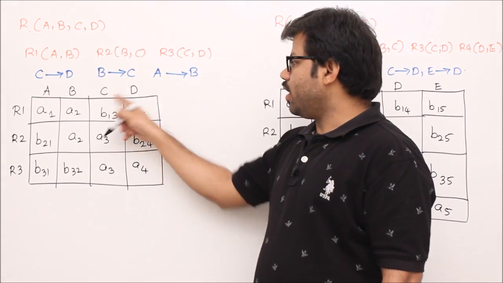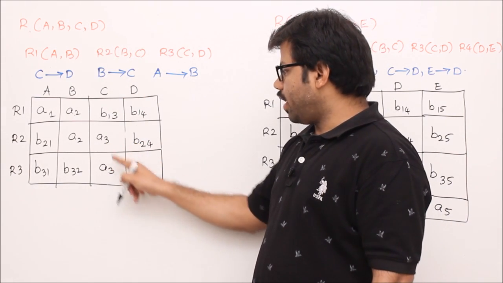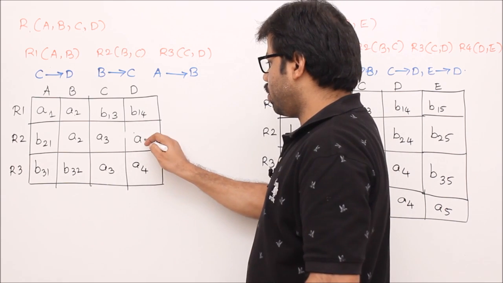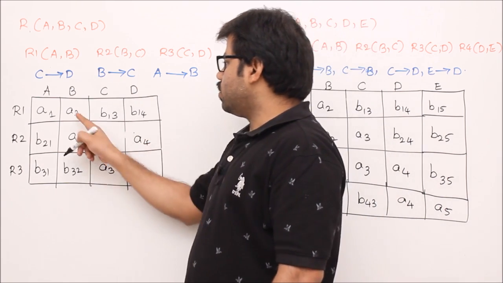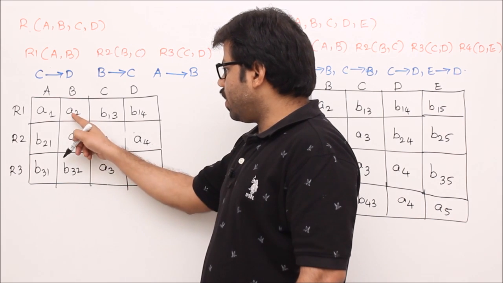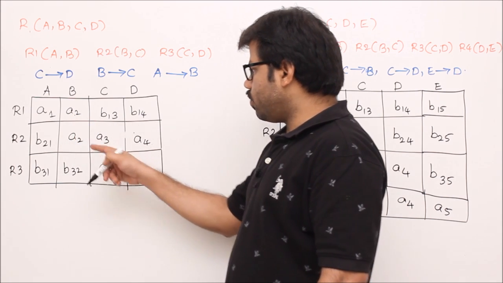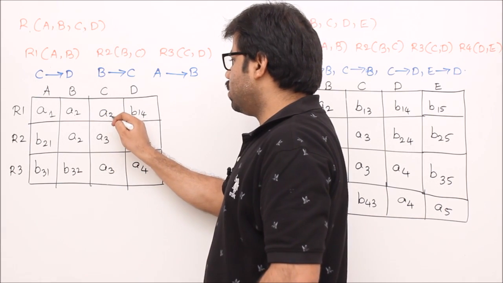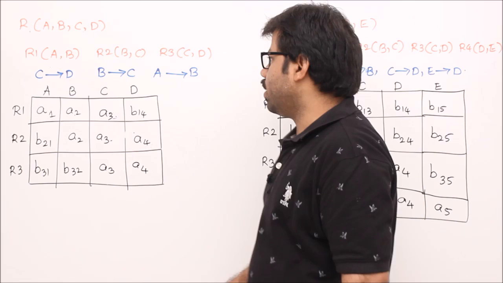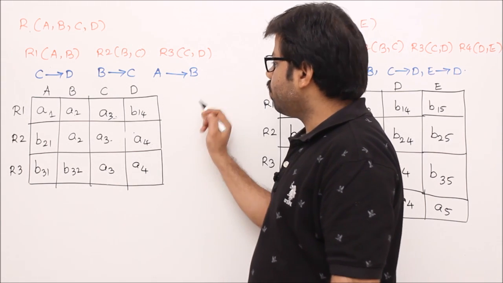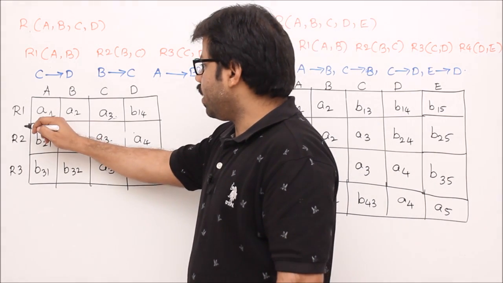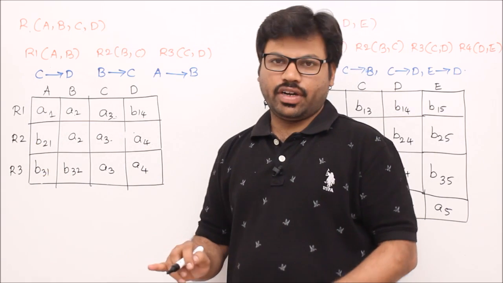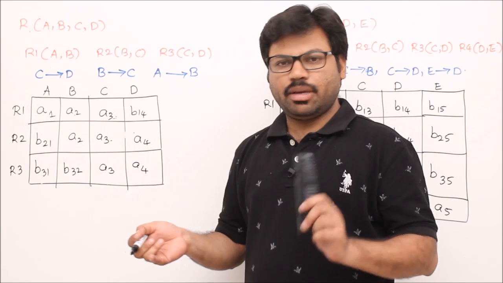So if I apply C to D, here A3 matches, so we have to convert B24 to A4. Then B to C. Here the B column has A2, so we convert one of them to A, and that's why it will become A3. Since this is A3, we are converting to A3. Next, A to B. If you apply A to B here, A1, B21, B31 are all different. When all are different, then we don't do anything, just keep quiet.